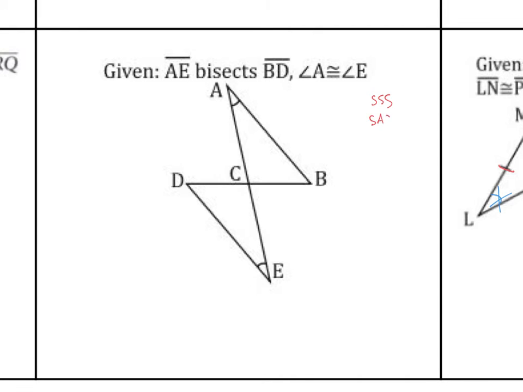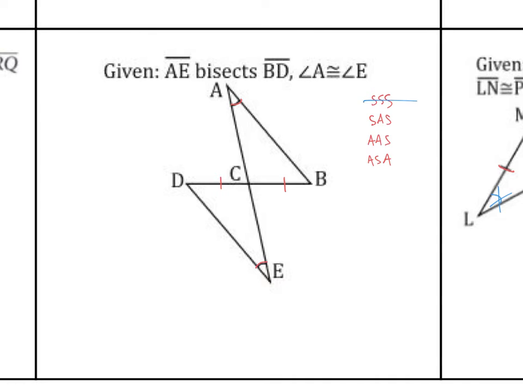Side, side, side; side, angle, side; angle, angle, side; angle, side, angle. Those are my only options at this point. So what do we know? Well, we know that A is congruent to E, so I'm going to probably use an angle. And then they told us that AE bisects BD. So this segment here is being bisected, which means it's being cut in half. So it's going to create two congruent line segments, which is going to allow me to claim that those two segments are congruent. So if I were doing a proof, I would make the claim that segment DC is congruent to segment BC. And so I'm going to use a side here.